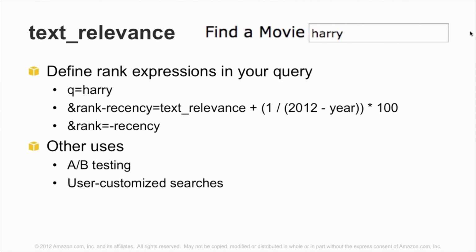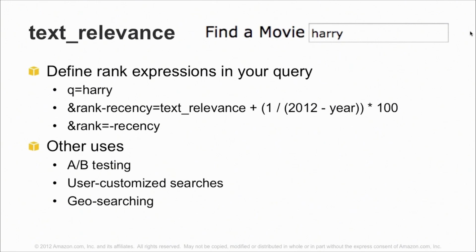We can also use query time rank expressions to do user customized searches. As I'm looking at a particular user, I may know that this user prefers a particular brand, so I might pass in that brand or pass in an additional value for that brand that allows those results to get boosted higher. And finally, we can use this to do geo-based searching and sorting. We can embed the user's latitude and longitude in the query inside of a distance function that gets calculated for each document that's returned and sort on that rank function.